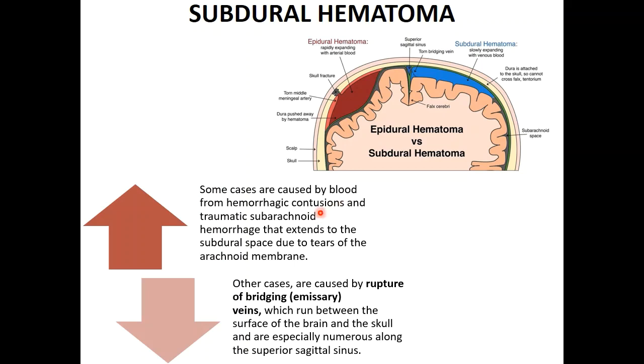Some cases are caused by blood from hemorrhagic contusions and traumatic subarachnoid hemorrhage that extends to the subdural space due to the tears of the arachnoidal membrane. Okay, so if there is some subarachnoid hemorrhage, it might extend into the subdural space due to the tear in the arachnoidal membrane. Other cases are caused by rupture of the emissary veins, which run between the surface of the brain and the skull and are especially numerous along the superior sagittal sinus.